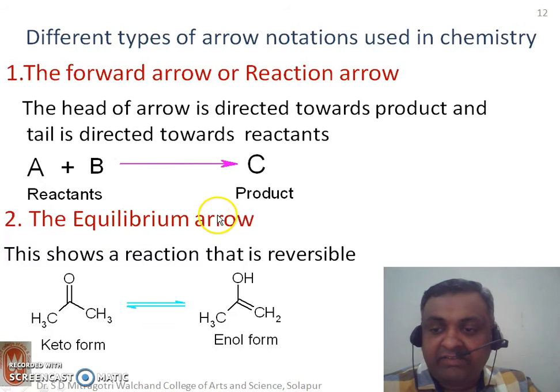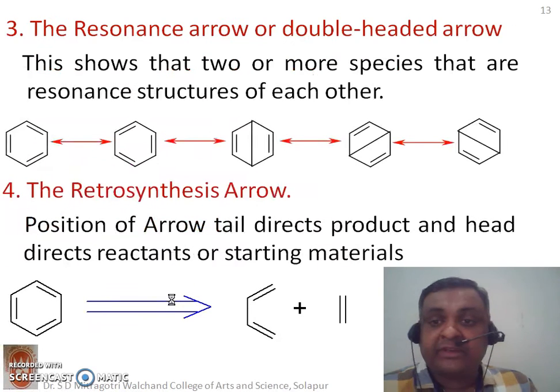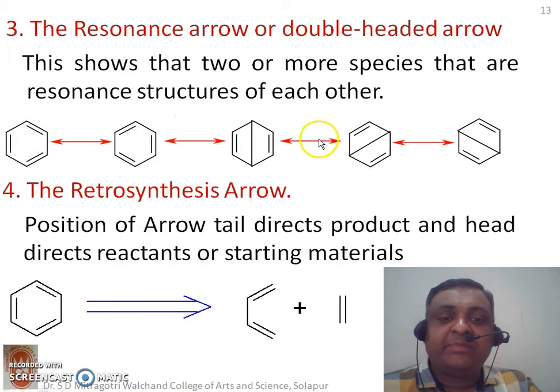The next is equilibrium arrow. We know there is an existence of keto and enol form in case of ketones, especially in case of acetone, which can be shown with the help of this equilibrium arrow. The third, the resonance arrow or double headed arrow. When you have benzene, we can represent benzene in 5 different ways, and each structure we say they are resonance forms of each other, and these resonance forms can be shown with the help of this double headed arrow.